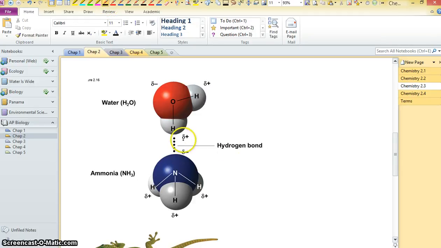And when you put polar covalent molecules together, the slightly negative side will bond with the slightly positive side in this hydrogen bond, this relatively weak bond, but important bond, as we'll see.